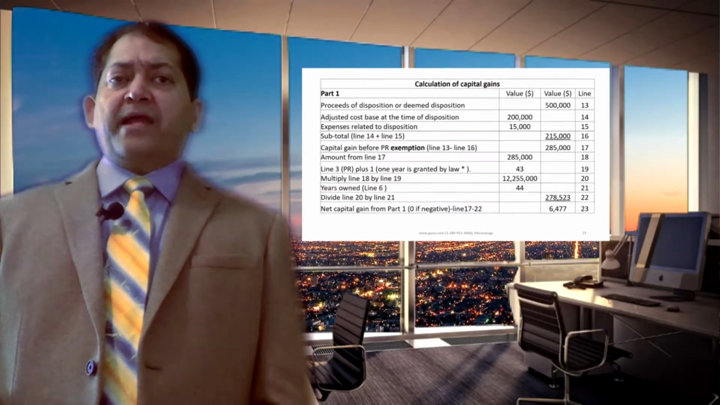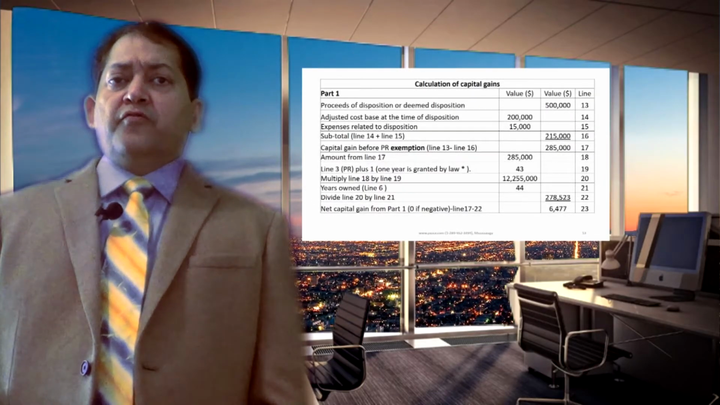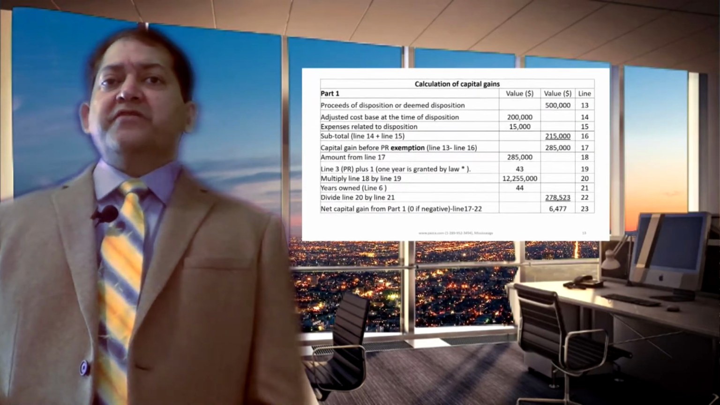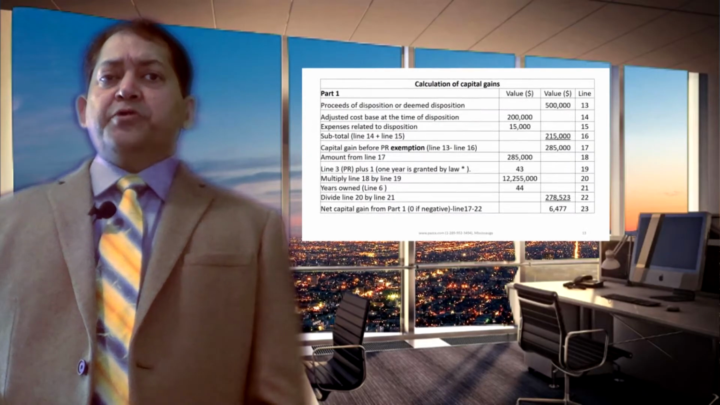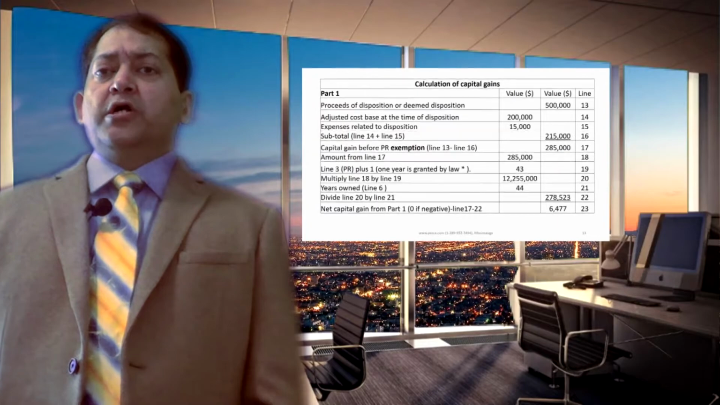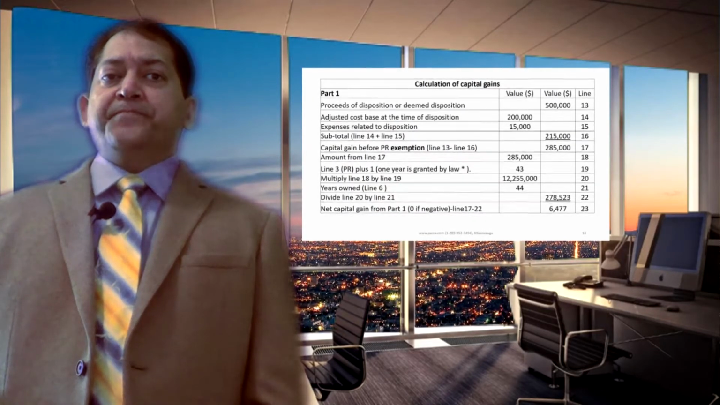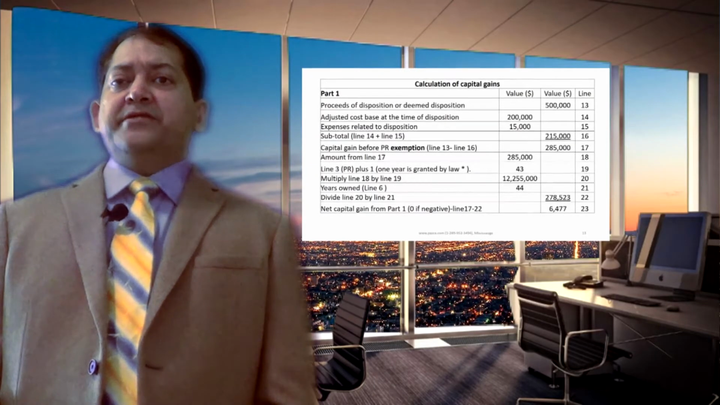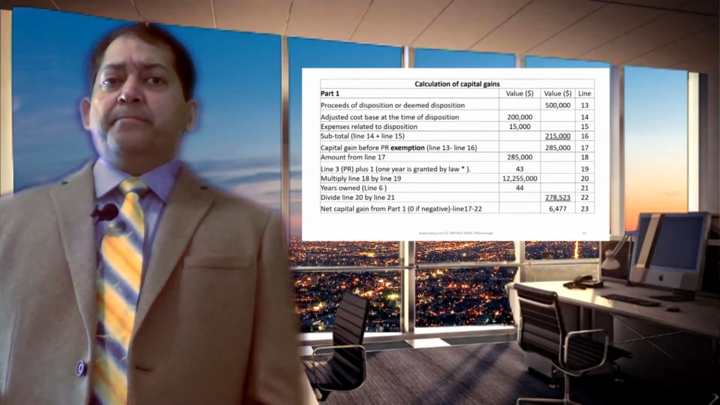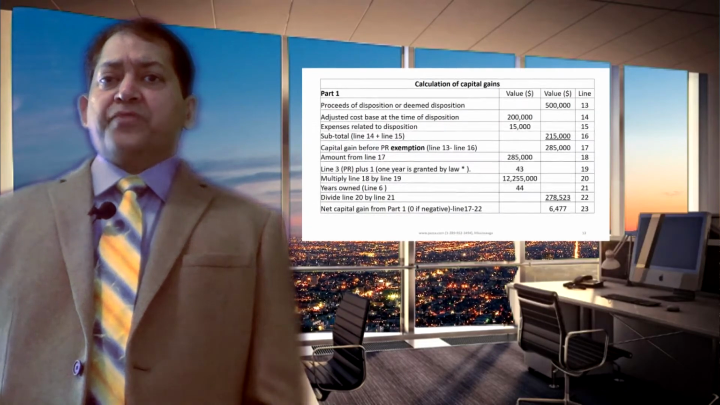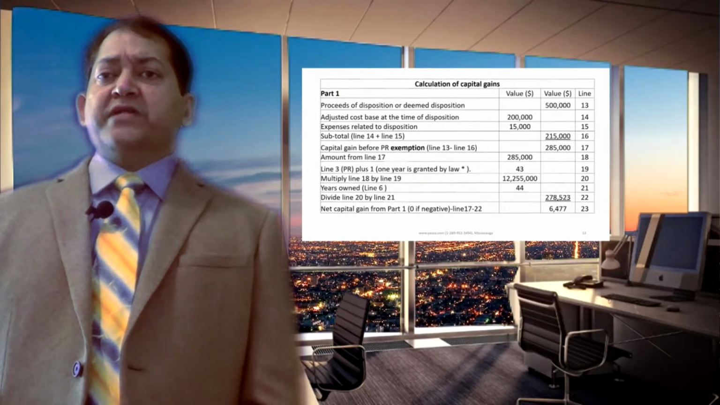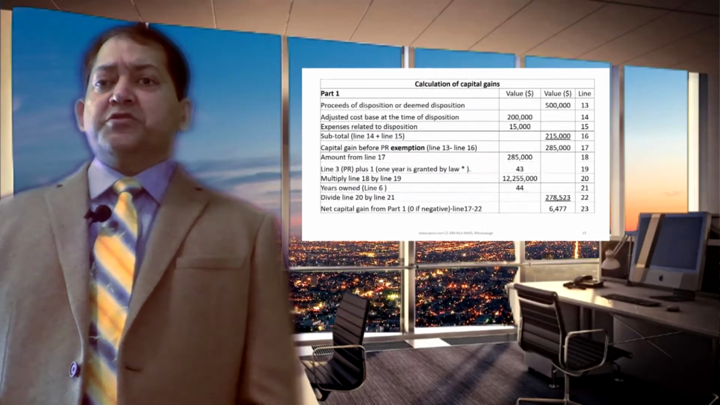Then we pick up this value from line 17 and put it in the inner column for calculating the exemption for principal residence. It is $285,000. So line 19, principal residence plus 1 year is granted by law. So we know that we declared this property as principal residence for 42 years, but 1 year is added, so it will be 43 years in this case, mentioned on line 19. Then multiply line 18 by line 19 and you get a value of 12.255 million. And then line 6 is for years owned. We know that it was owned for 44 years. You need to divide 12.255 million by 44 and you get a value of $278,523, that is mentioned on line 22.